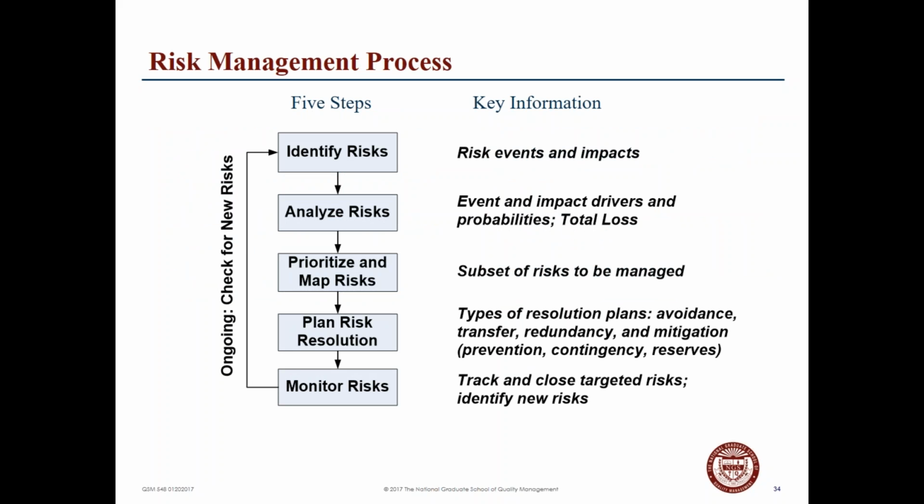So when we look at the risk management process, it's a 5-step process. First of all, we identify risks. What are the events and the impacts? Then we analyze them. What is the impact of the drivers and the probabilities? Then we look at prioritizing and mapping them. What needs to be managed?